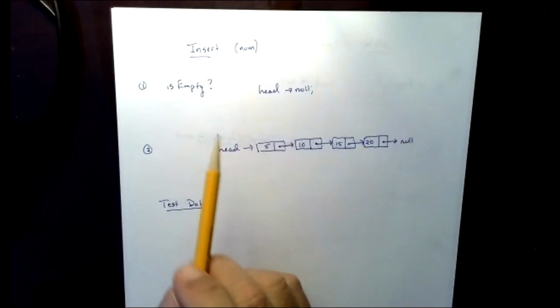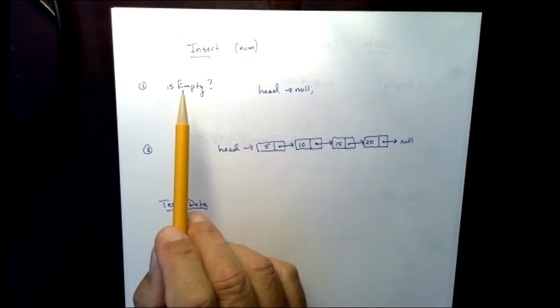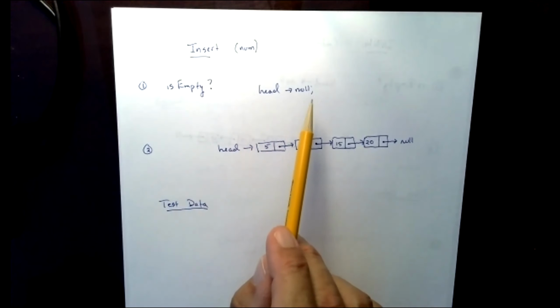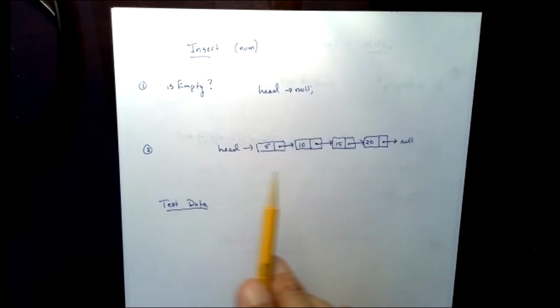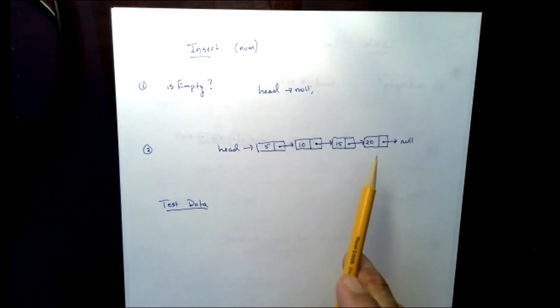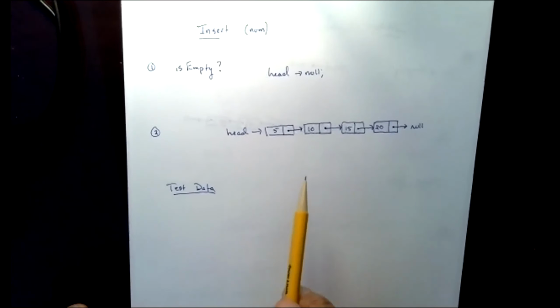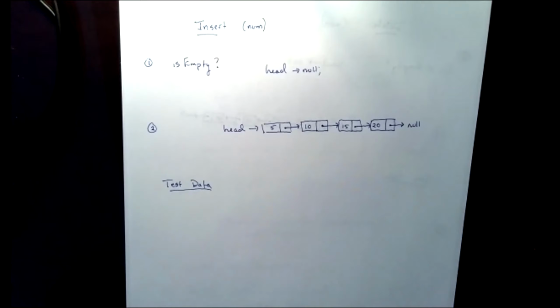So if I take an insert, the first thing I need to do is find out whether this guy is empty or not. If he's empty, I know head goes to null. If not, that means I have something that looks like this. Now, here we go. I'm drawing the picture over and over and over.